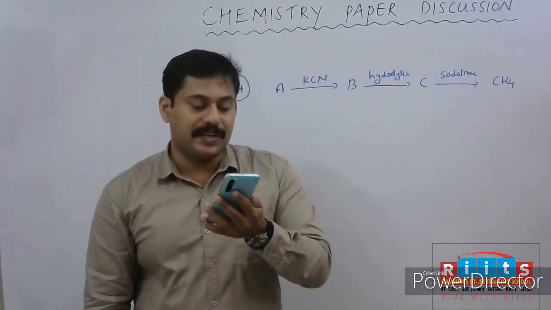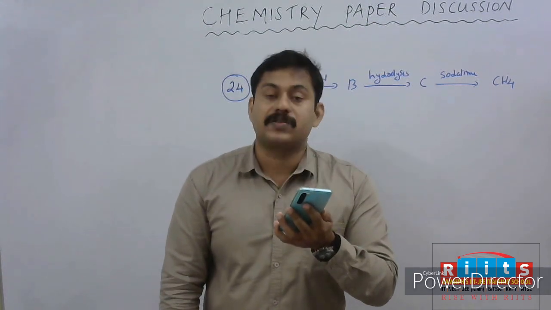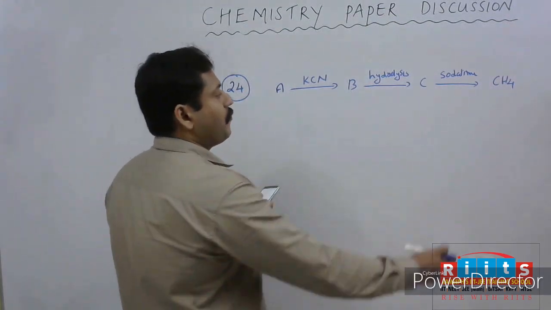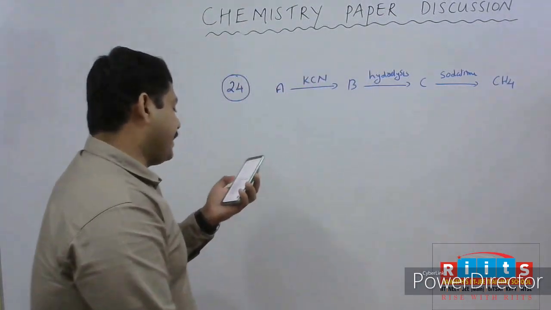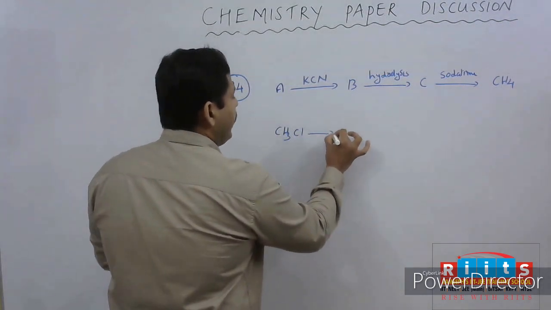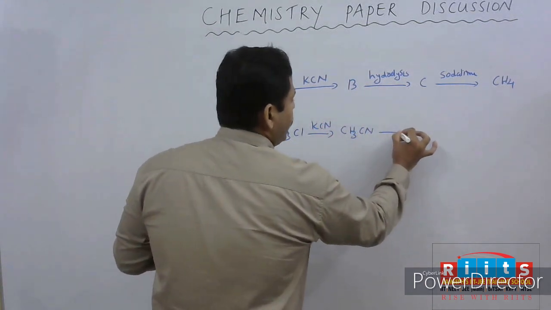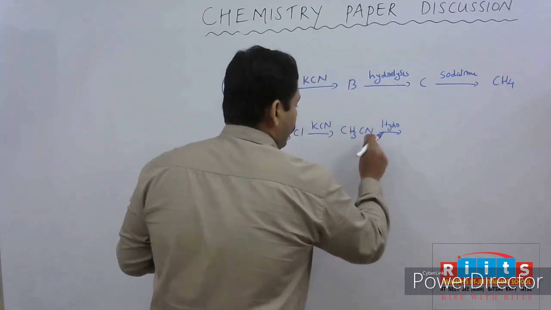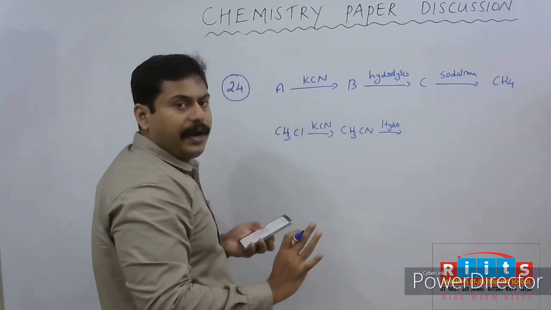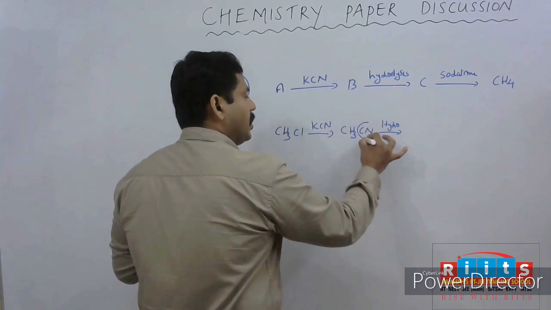Okay, let's discuss question number 24. Identify A, B and C in the following sequence of reactions. They are telling that you can take each option. Finally, we have to get methane. So let me take the first option. What is methyl chloride? CH3Cl only, right? If I treat with KCN now, it will be CH3CN. That on hydrolysis, here you have to make a note: if they are asking partial hydrolysis, CN will be converted to amide. They are not telling any partial hydrolysis, which means simple hydrolysis, so CN will be converted to COOH.